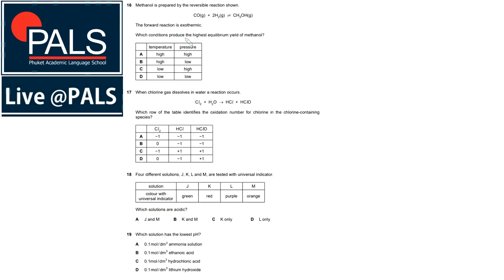Methanol is prepared by the reversible reaction shown. CO gas plus 2H2 gas gives us CH3OH, and this is a reversible reaction. So it can go in both directions, and the reaction will eventually reach an equilibrium state at some point where the rate of the forward reaction is equal to the rate of the reverse reaction, and the concentrations of the reactants and products remain stable.